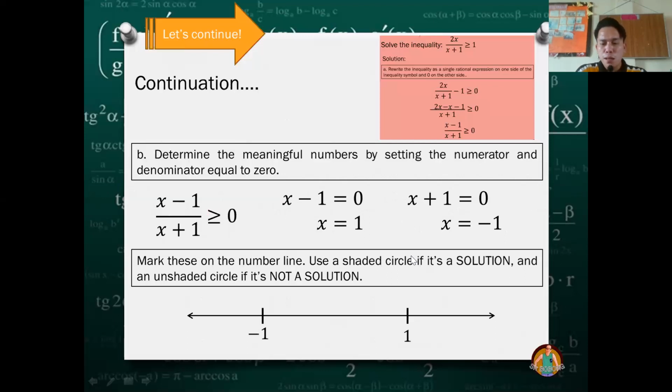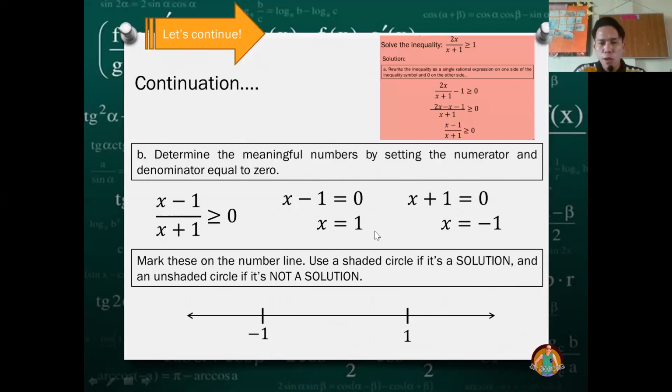So, paano natin malalaman if it is a solution or not? Of course, napakasimple lang. Yung value ng x, papalitan natin ng 1. Okay? So, try natin si positive 1. So, lahat ng x dito, papalitan natin ng 1. Okay? So, 1 minus 1 is 0 and 1 plus 1 is 2. So, 0 divided by 2 will give us 0. So, is 0 greater than or equal to 0? So, if it's yes, therefore, it is a solution.